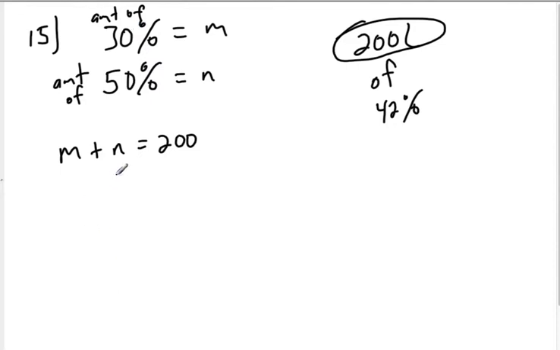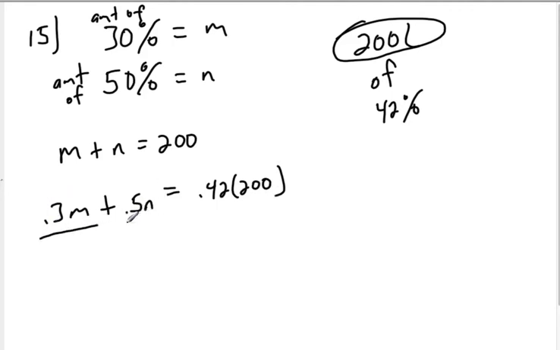And I know that the percentage of, what is this? Insecticide. So I know if I take 0.3 times M, so the percent of insecticide times the amount will equal the amount of insecticide. So if I get 0.5N, half of N, 50% of it is insecticide, is going to equal 0.42 times 200. Basically what I'm saying is the amount of insecticide in M and the amount of insecticide in N equals the total amount of insecticide.